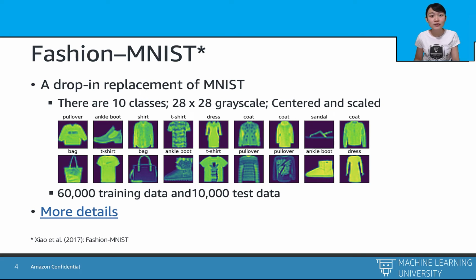And another super similar dataset is called Fashion-MNIST, which is intended to serve as a direct drop-in replacement for the original MNIST dataset for benchmarking the common machine learning algorithms. This is because Fashion-MNIST shares the same image size, data format, and the structure of the training and testing split as the MNIST dataset. More details about this dataset can be found in the paper Fashion-MNIST by Xiao et al.